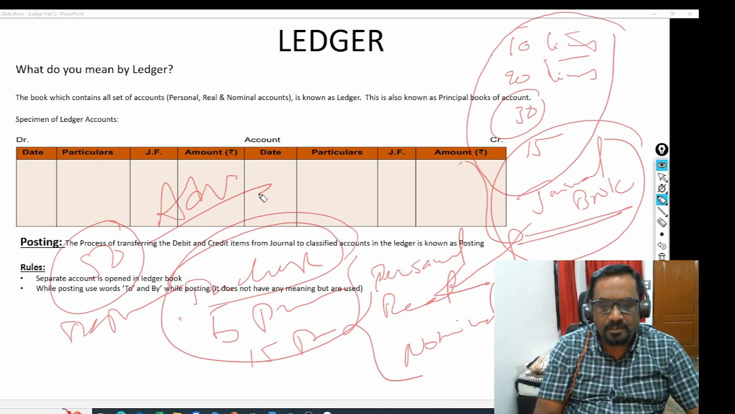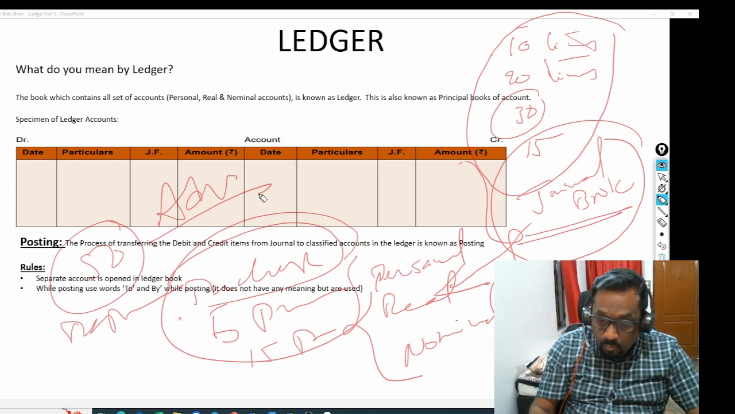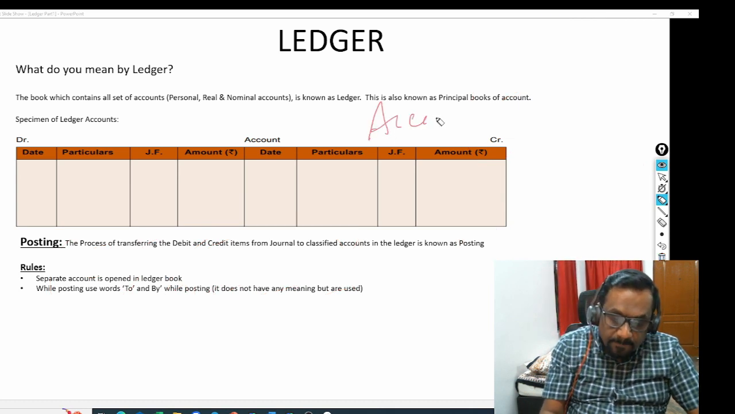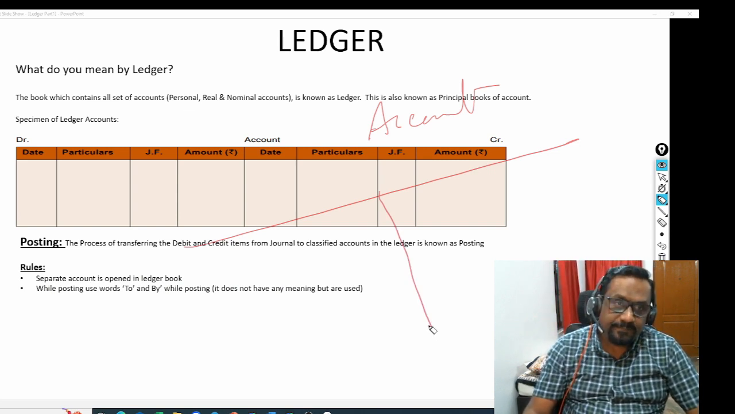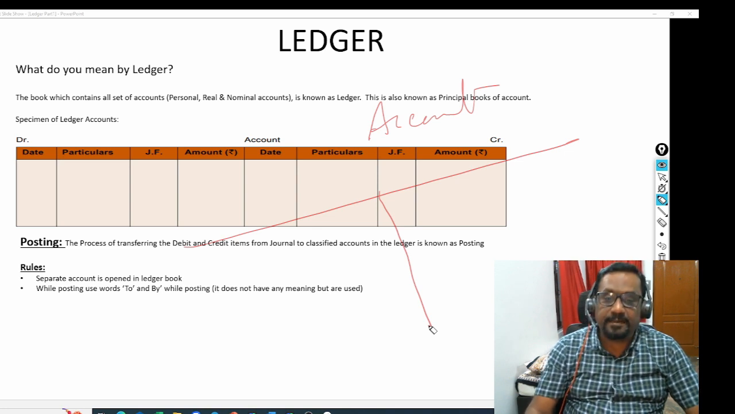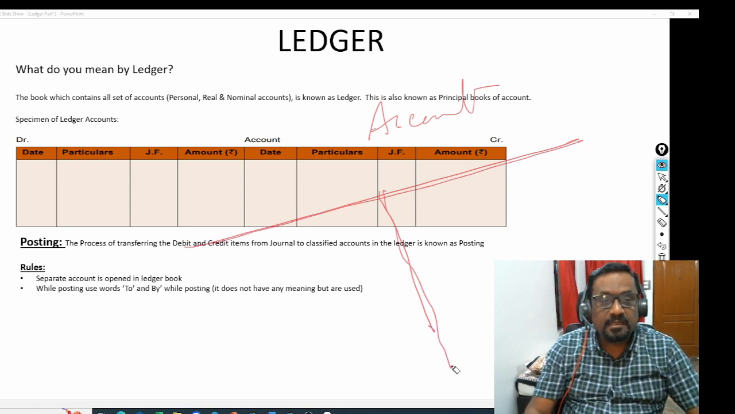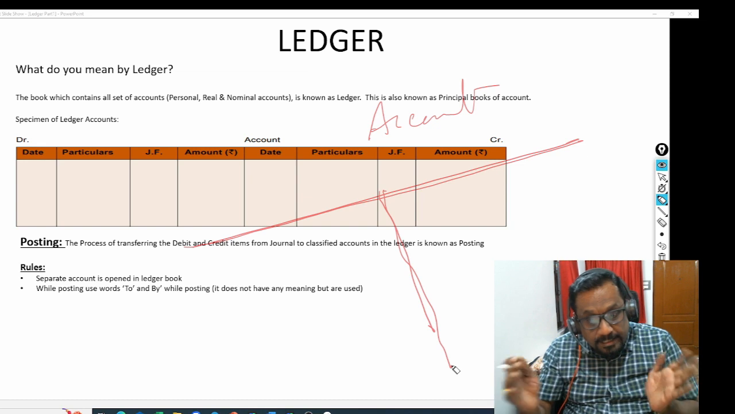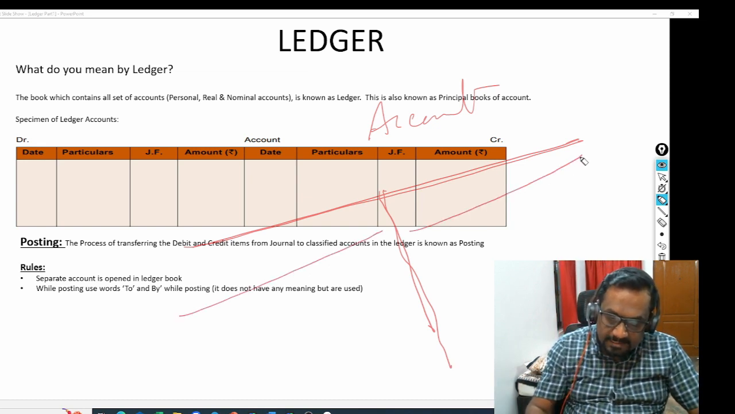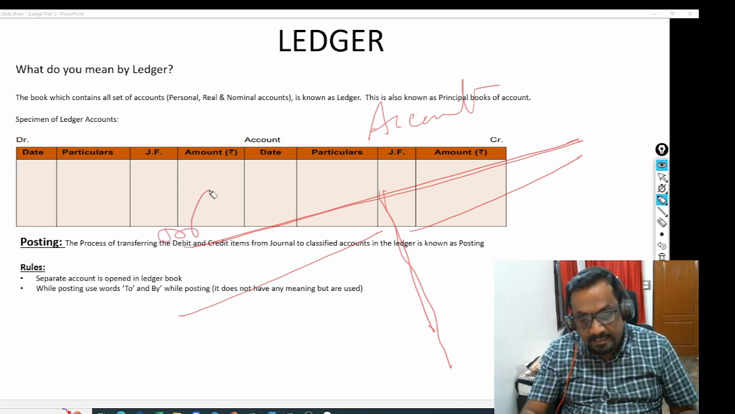Hey, what is this, Krishna? You are talking about account. What do you mean by account? This I already explained. Once again, I am explaining. What is an account? Account is a classified statement which is in the form of English letter T, capital letter T, and which has two sides. This is one side, this is another side. Left hand side is called debit side, right hand side is called credit side.